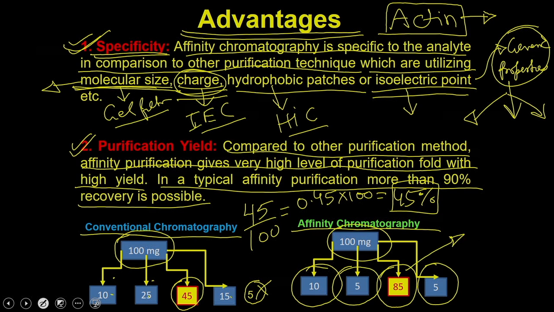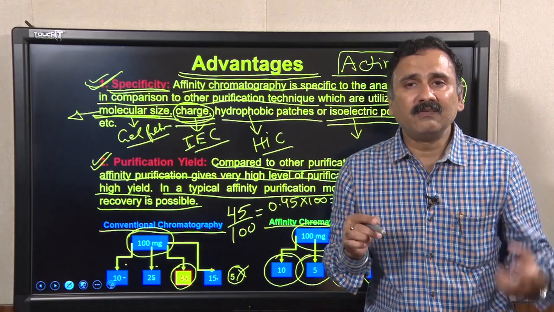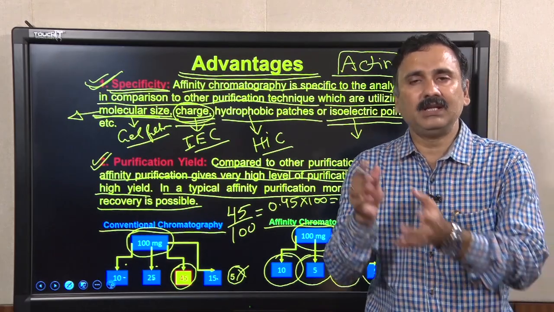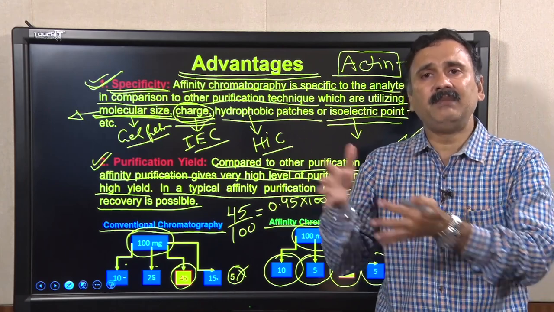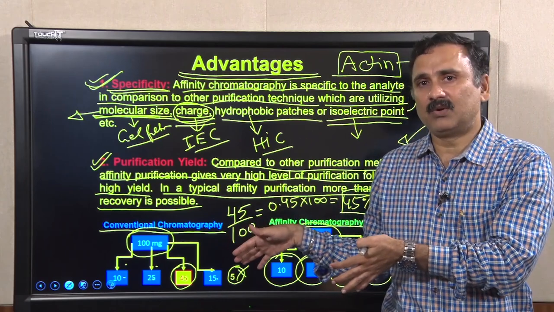And imagine what is going to be the purification yield? 85 divided by 100 into 100, so that is going to be 85%, which means you are going to recover whatever you have in the crude mixture simply by employing affinity chromatography.